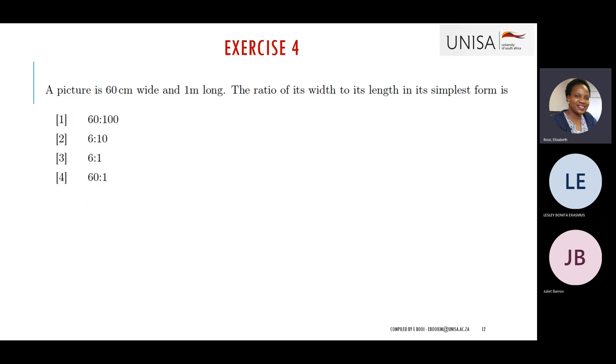Another exercise relating to ratios. A picture is 60 centimeters wide and 1 meter long. So also pay attention to the units. The ratio of its width to the length in the simplest form would be... So it means we need to change from centimeters. Now we're moving from centimeters to meters.